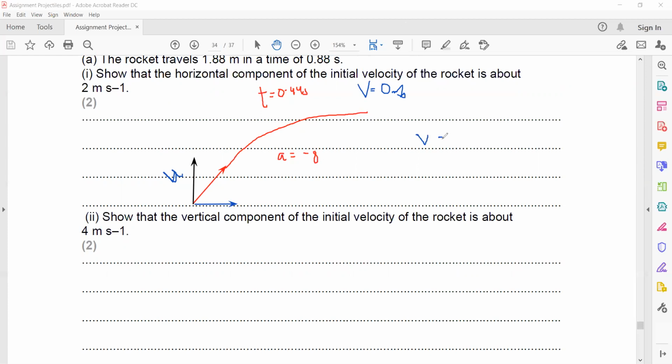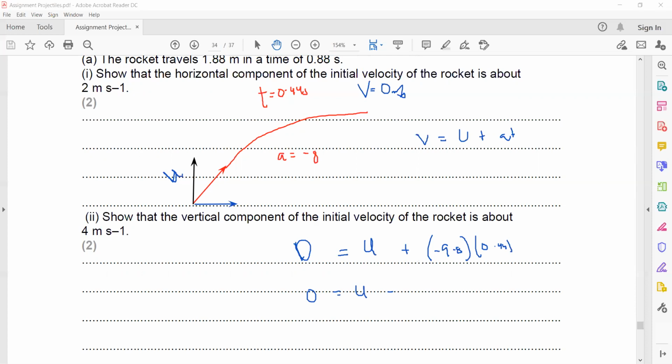v is equal to u plus at. v is the final vertical velocity, which is 0. u is the initial vertical velocity, which we don't know. Acceleration is due to gravity, minus 9.8, because it is decelerating. And the time is 0.44. So this is 0 equals u minus 9.8 into 0.44.